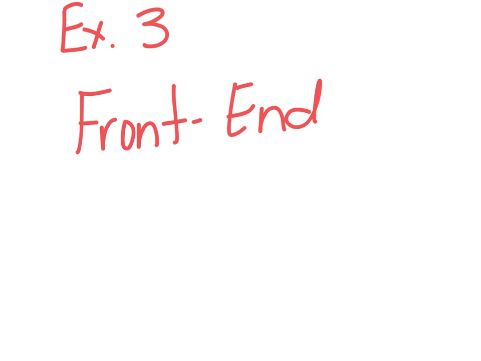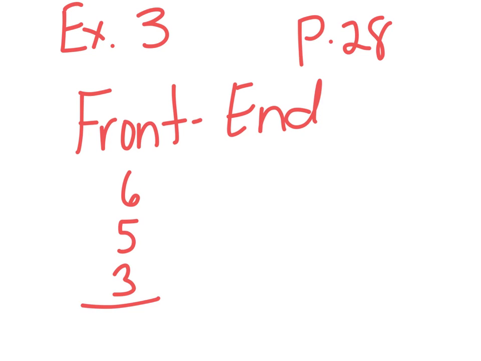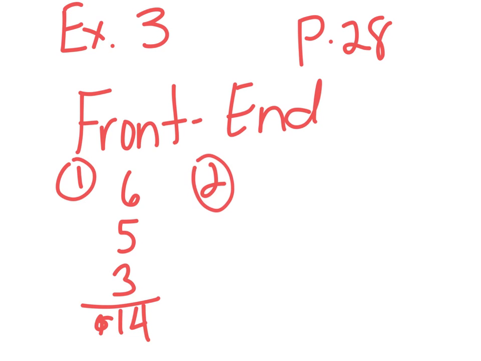Okay, example 3 on page 28. It has you adding front end digits. In the first solution there, you can read what it says. I don't have to do that for you, but it has the list of numbers 6.75, 5.40, and 3.89. When you add the 6, the 5, and the 3, you get $14. That was in the second step.